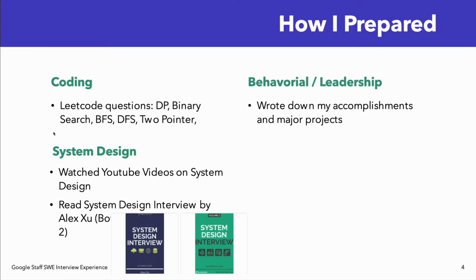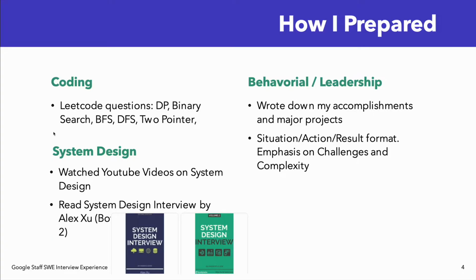So write these accomplishments down, and I try to write them down in a situation, action, result format. In the situation, try to emphasize the challenges, the complexity, and lay out what your role was in the organization. Before you explain the actions, explain the situation, the challenges, the complexity, and then how you navigated and derived actions and results from it.